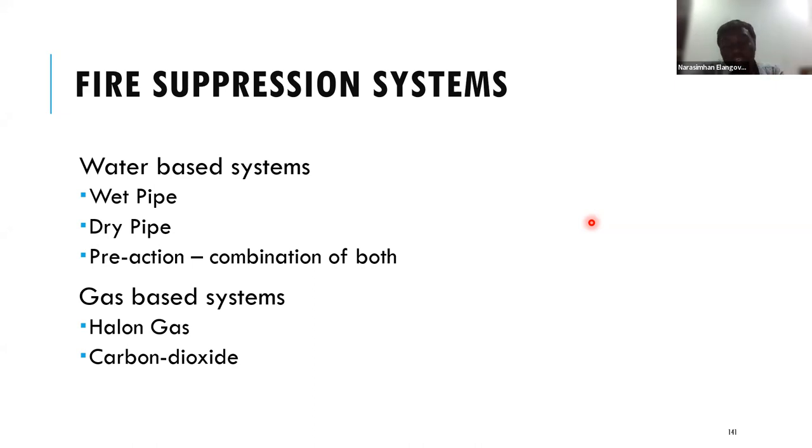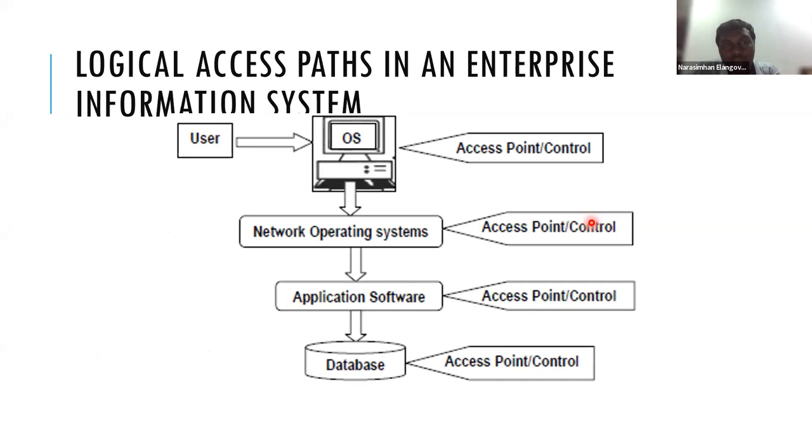Then gas-based suppression, you have halon and carbon dioxide. Halon is currently banned. You cannot use it at all. Carbon dioxide and some variants are there. You can use that, but again, only in unmanned territory, that means human beings are not there. If human beings are there, obviously this can cause bigger damage to humans.